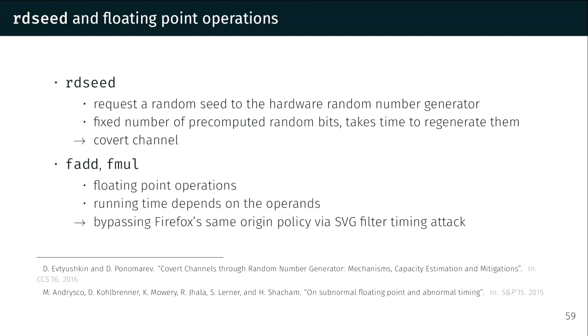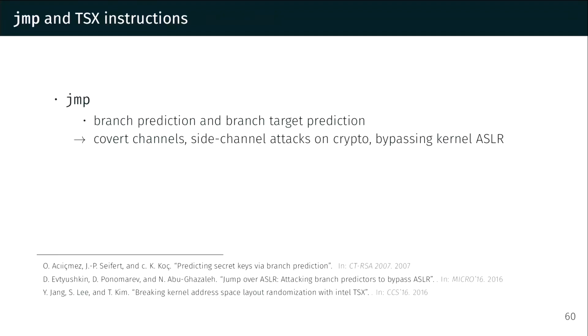There are also FADD and FMUL, which are floating point operations. Here, the running time of the instruction depends on the operands. Some people managed to bypass the Firefox same origin policy with an SVG filter timing attack with that. There are also the jump instructions. So in modern CPUs, you have branch prediction and branch target prediction. It's actually been studied a lot. You can create covert channels, you can do side-channel attacks on crypto, you can also bypass kernel ASLR.